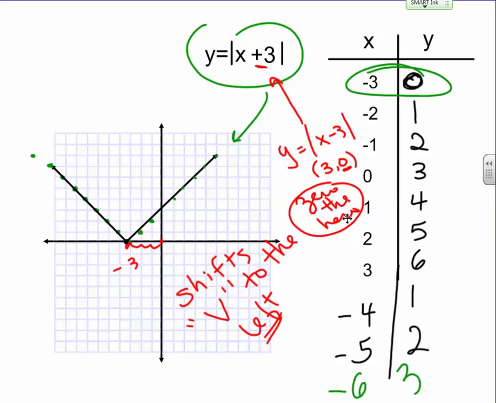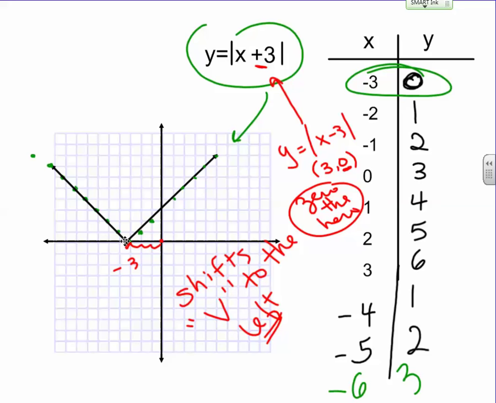And that's because of 0 the hero. And I say 0 the hero because when I'm sitting on the x-axis, like this V is sitting on the x-axis, the value of y right here is 0. So it's this ordered pair that's really important, negative 3, 0. So in order to have y equal to 0, you have to put negative 3 in here, because negative 3 plus 3 is 0. And because I put negative 3 in when y is 0, that ordered pair shifts the entire V left.